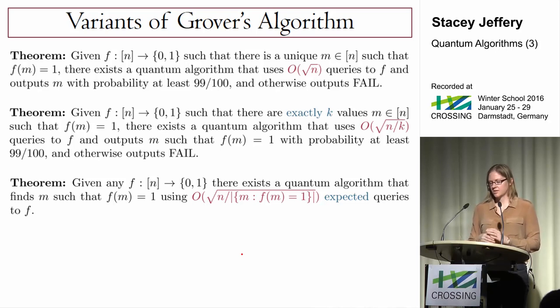The expected time that this algorithm terminates depends on the number of marked elements, but we don't know that ahead of time. We could also get unlucky and this algorithm could run forever. Or maybe we even stop after big O square root of n, but even if there are many marked elements, we might get unlucky every time and never find one. This happens with some small probability.